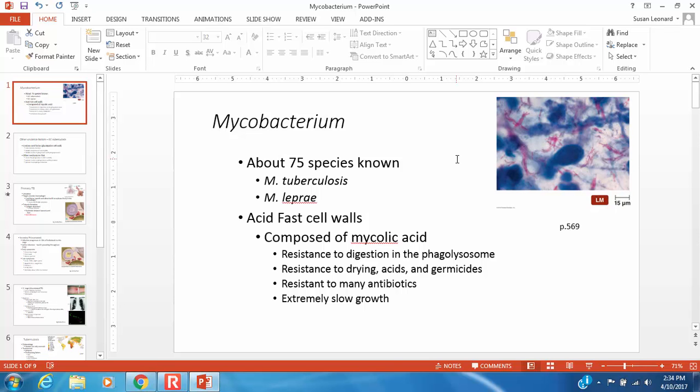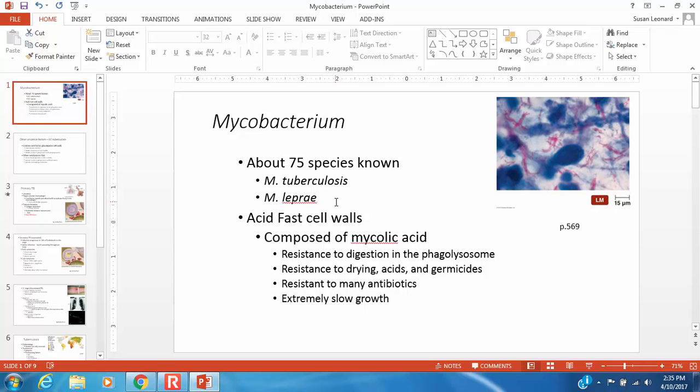All right, but Mycobacterium, acid-fast, there's about 75 species known. Some of them are environmental, some of them cause disease in other mammals or birds, but we're going to be focusing mostly on Mycobacterium tuberculosis. I mentioned Mycobacterium leprae. That's the causative agent of leprosy, which has been a scourge of mankind since ancient times. It's a disease of the nerve endings that causes a lot of disfigurement. But we're going to spend most of our time here on Mycobacterium tuberculosis.